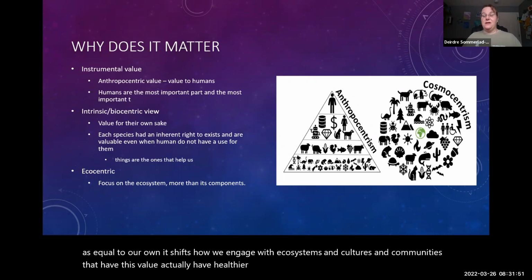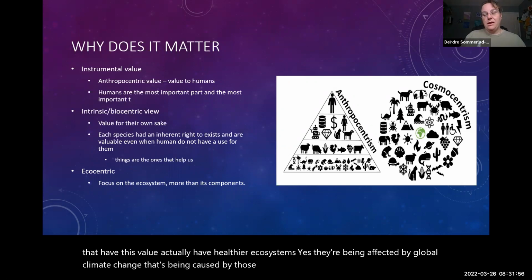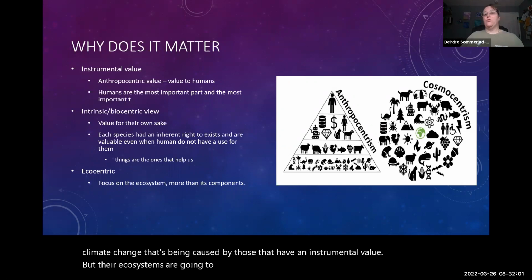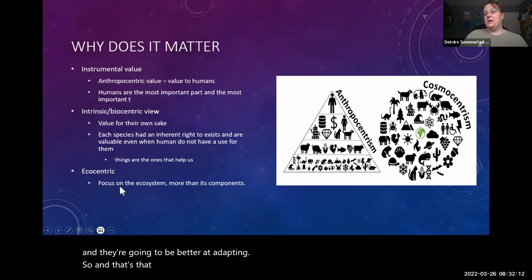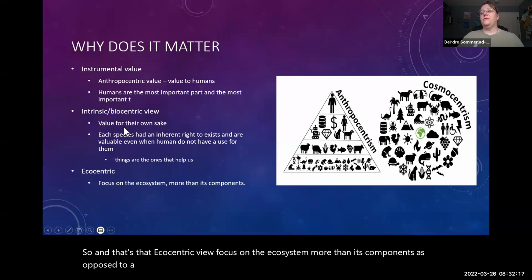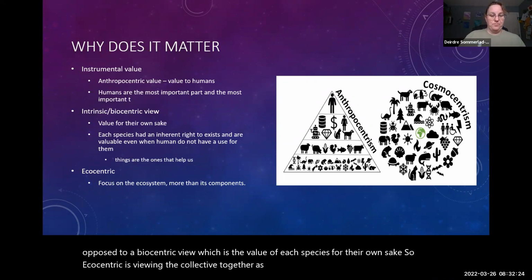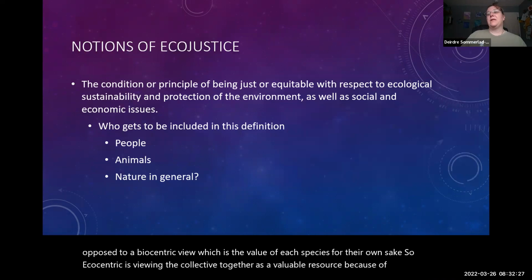Yes, they're being affected by global climate change that's being caused by those that have an instrumental value, but their ecosystems are going to be healthier. They're going to be more robust and resilient, and they're going to be better at adapting. And that's that ecocentric view: focus on the ecosystem more than its components, as opposed to a biocentric view, which is the value of each species for its own sake. So ecocentric is viewing the collective together as valuable because of its existence.